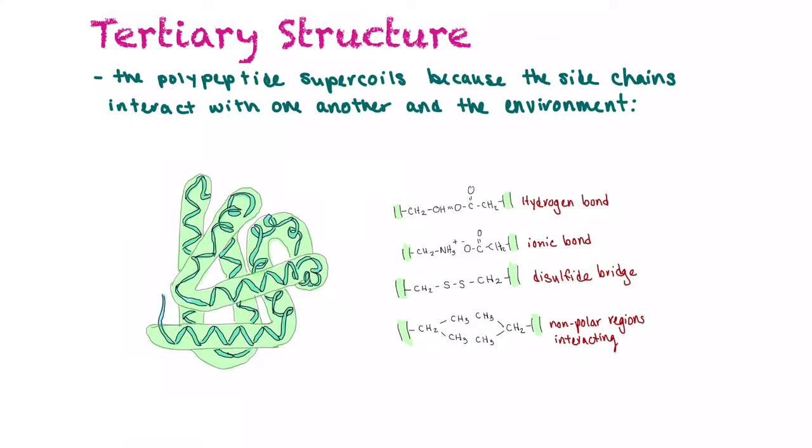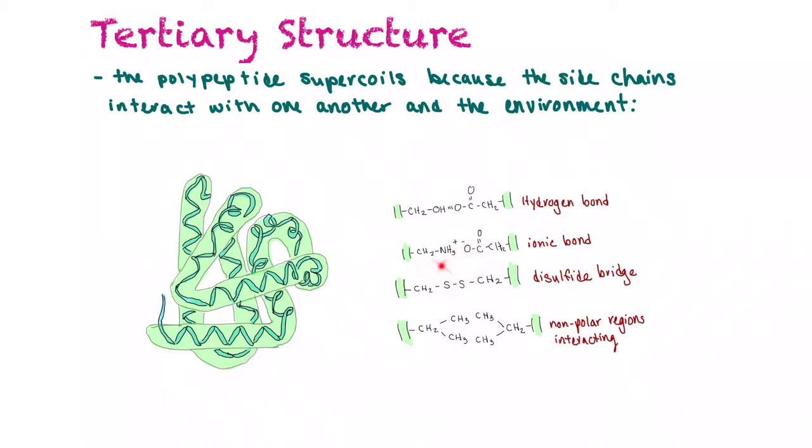Tertiary structure is when we say the polypeptide has supercoiled, and that's because all the side chains start interacting with each other and with the environment around them. So you get these crazy 3D structures. Some examples of side chain interactions might be hydrogen bonding between a hydrogen and an oxygen in adjacent parts of the polypeptide chain, or ionic bonding. So you end up with an ion here and an ion there. One's positive, one's negative, so they attract.